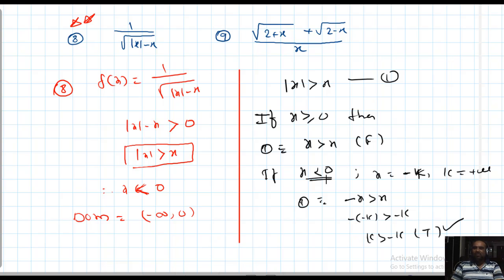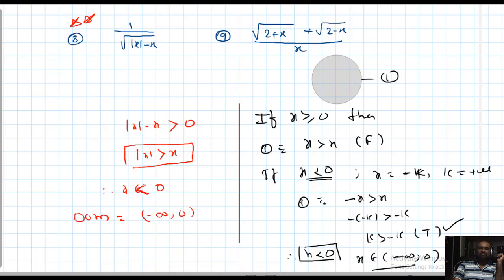What is the meaning of that? Your x less than 0 values are satisfying it. Therefore, x should be less than 0, which means x belongs to the open interval minus infinity to 0. This is the domain. Okay. So I explained directly here, and in detail, how to find the domain.